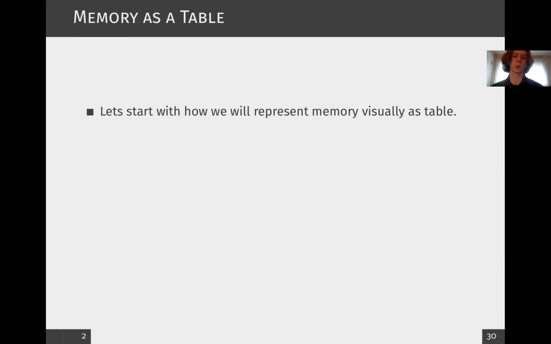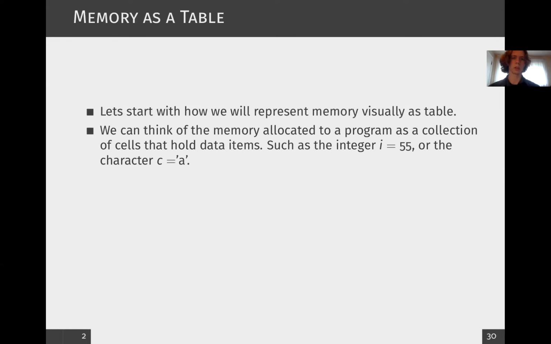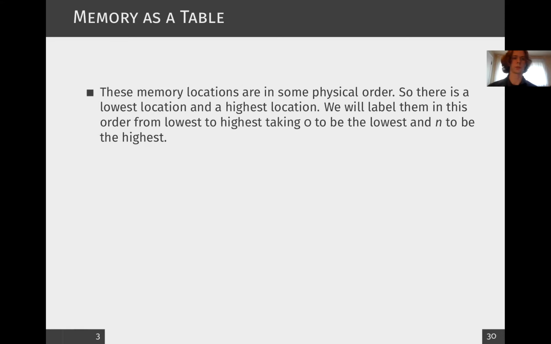So let's start with how we're going to visually represent memory as a table. We can think of the memory allocated to a program as a collection of cells that hold data items. Data items such as the integer i equals 55 or the character c equals A. And you can see here we have a bunch of cells in a table. Some of these cells have the values of the variables that we specified. So i corresponds to the cell with the 55 in it, things like that. And then you have some other cells that are just zeros.